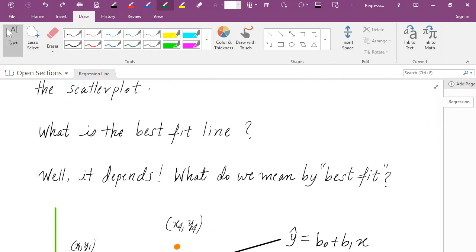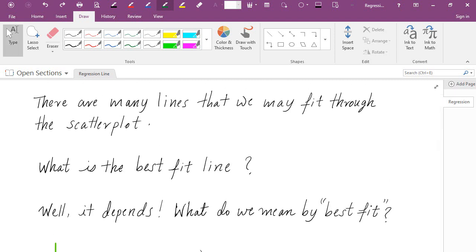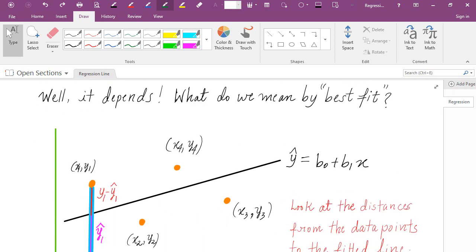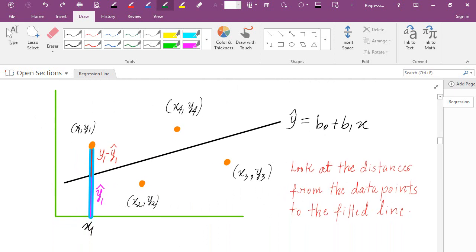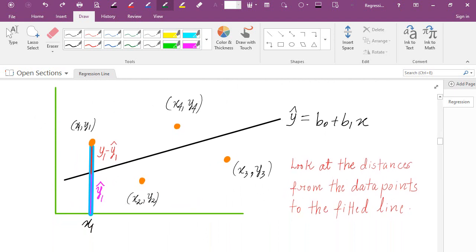Well, the answer to that question depends on how we define the phrase best fit. So that's the first thing that I want to do: what do we mean by the best fit line? To understand what we mean by the best fit line, the first thing we need to do is look at what we call residuals.